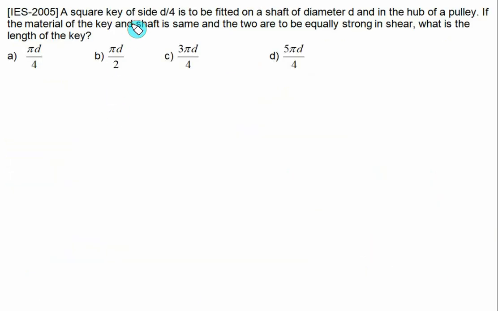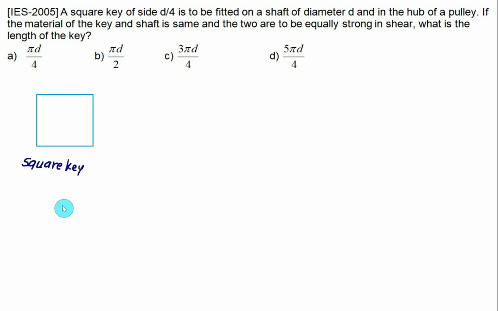A square key of side D by 4 is to be fitted on a shaft of diameter equal to D and a hub of a pulley. The material of the key and the shaft is same and the two are equally strong in shear. What is the length of the key? You have to find out.